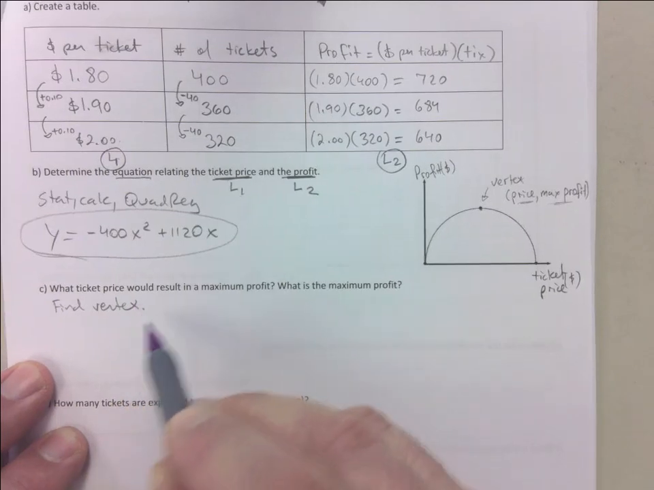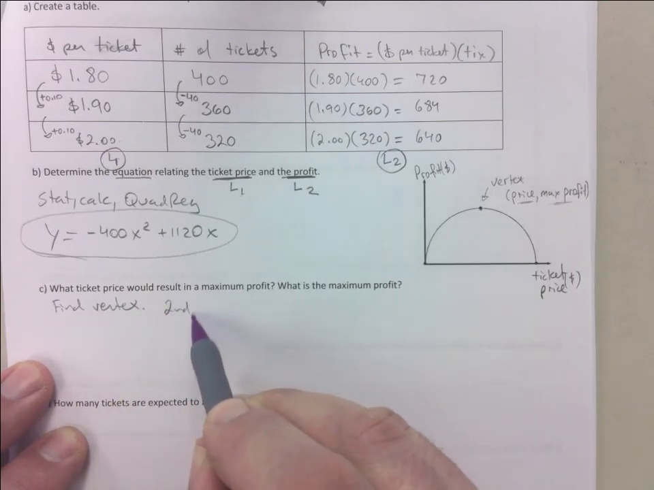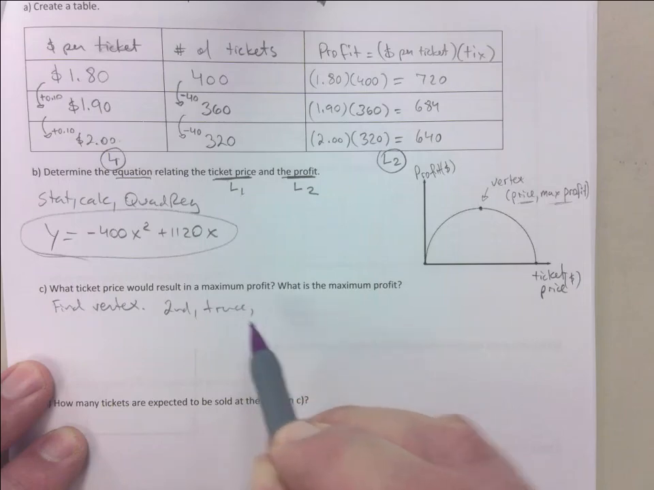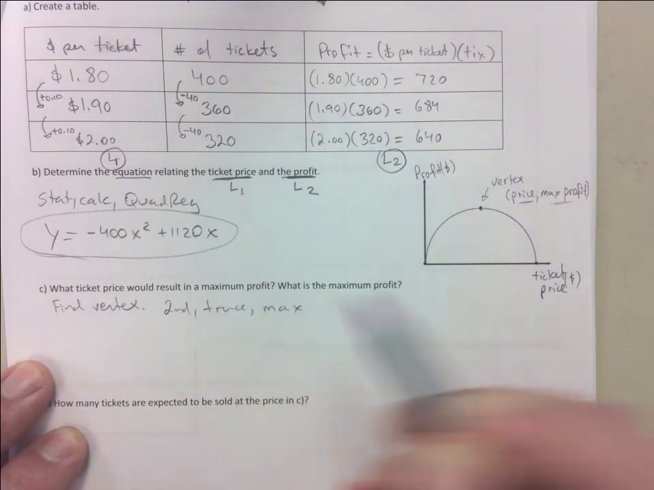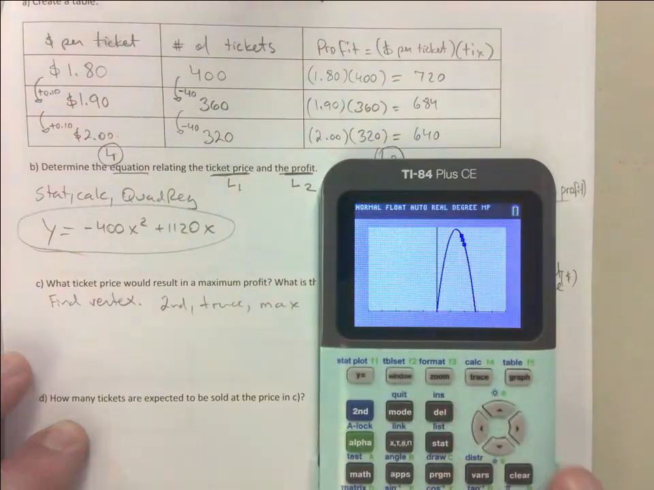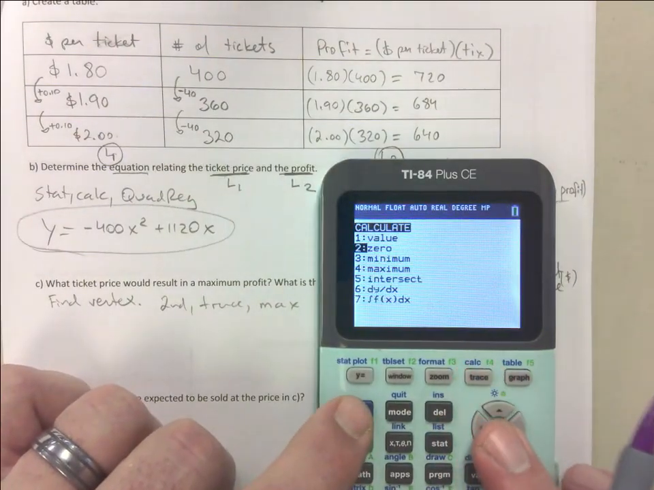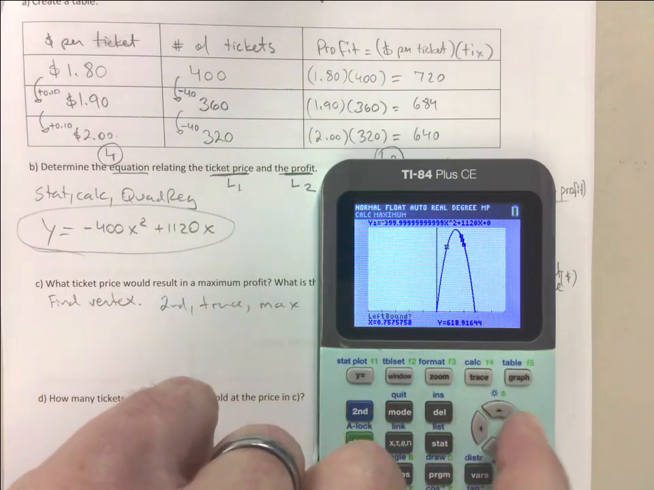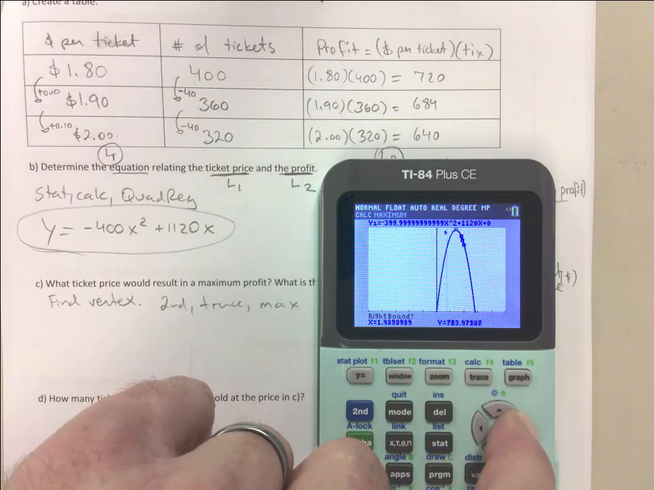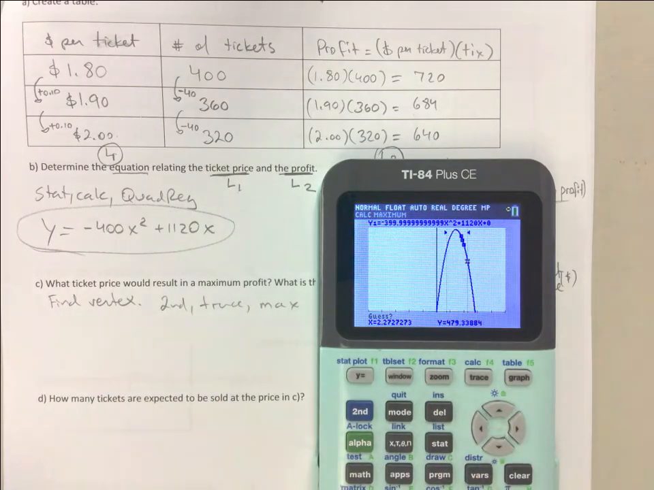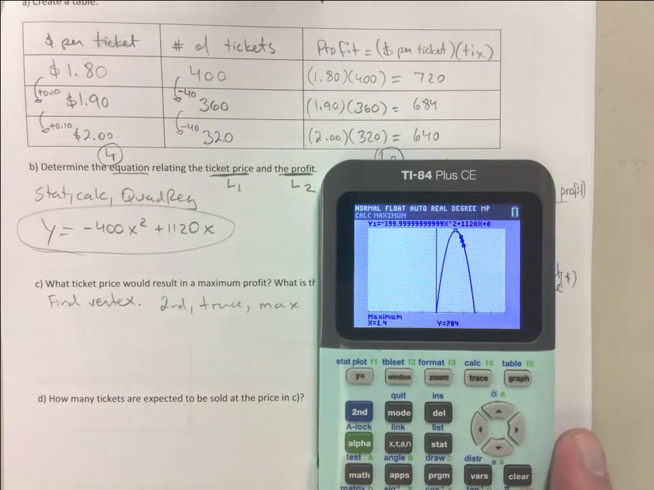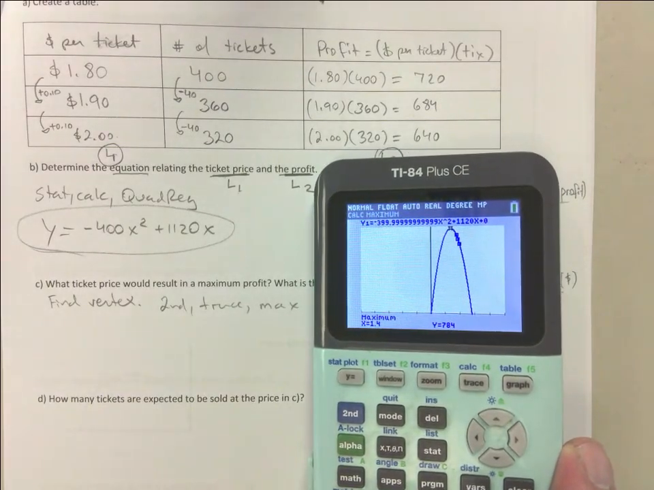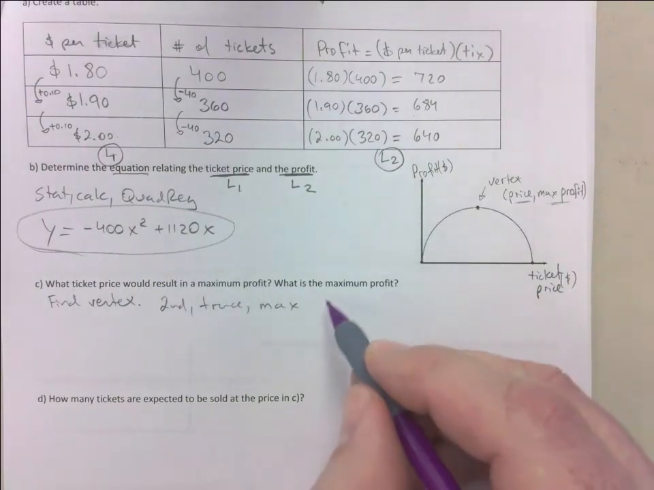Find vertex. Okay? So we're going to have to go second, trace, max in this case. Second, trace, max. Oops, we're going to go to the left of it. That's good. Enter. Go to the right. Enter. Enter one more time. And there it is. 1.4784. I'm going to write this down.